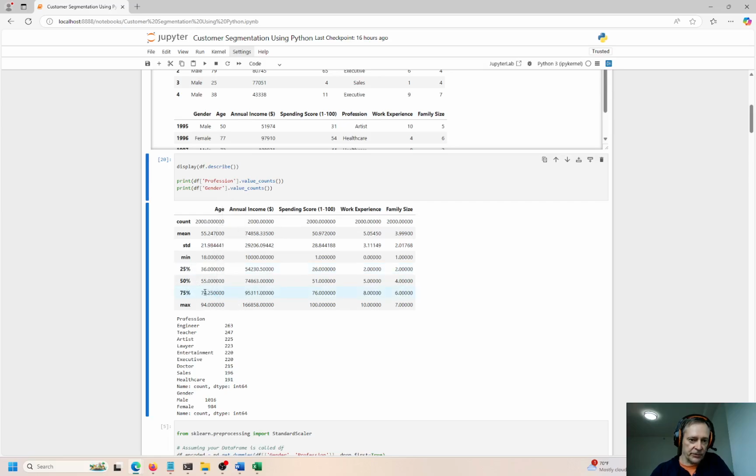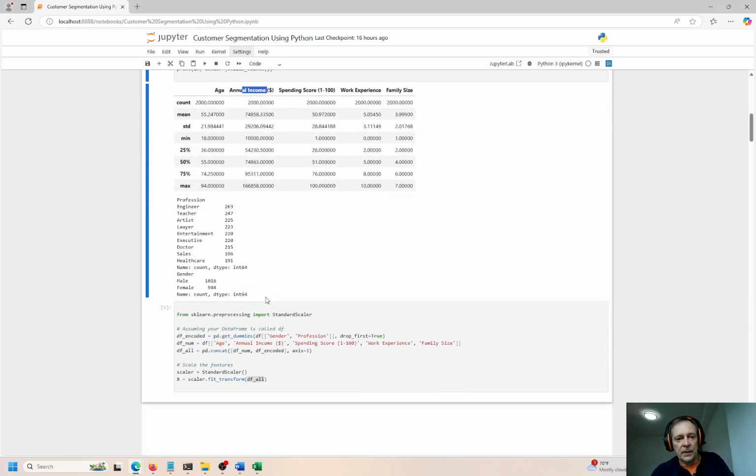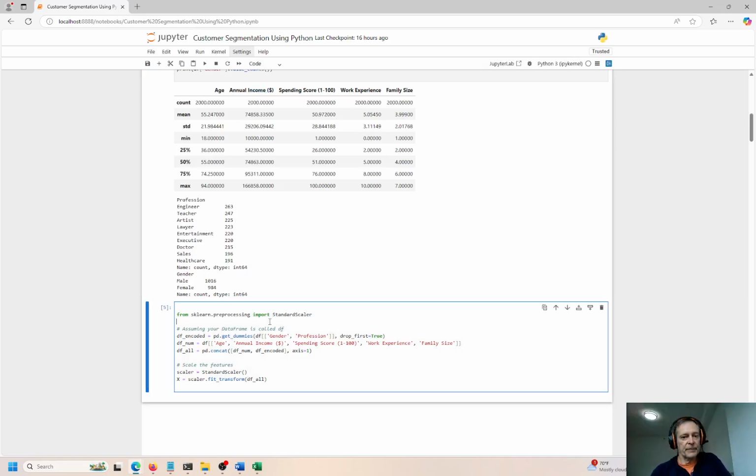In terms of the age, right? You just correspond the value over here or the label over here on the left with the column heading on the top over here to get everything that you need. Now we can move on and create some dummies for gender and profession.